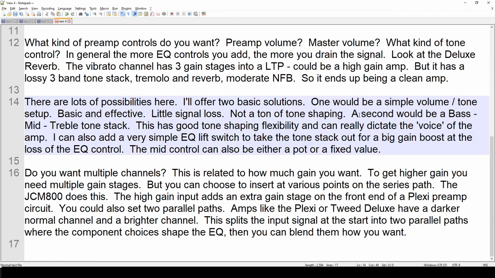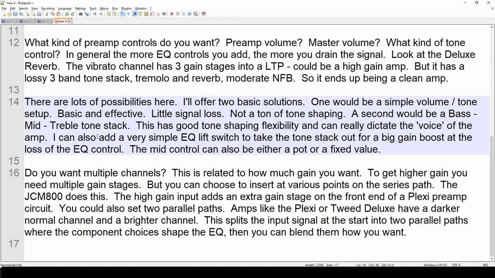And then the second would be a bass, mid, treble tone stack. Now this, you could do bass, treble and keep the mids fixed, or you could put all three on a pot. This has really good tone shaping and flexibility. It can really help you dial in different voices of the amp, and especially the types of values that you use, right? If you use a Marshall tone stack versus a Fender versus a Vox, it could really change the sound.